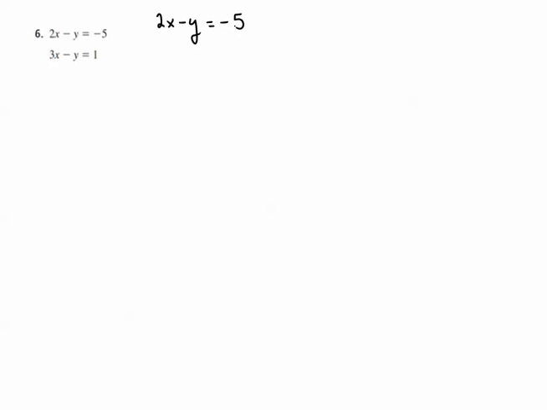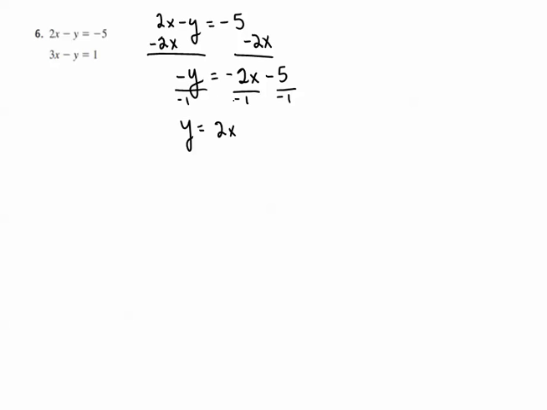I have 2x minus y equals negative 5. Now, I'm going to subtract 2x on both sides. You have to be really careful here because you have a negative sign in front of the y. Giving me negative y is negative 2x minus 5. Then I'm going to divide everything by negative 1. And when I do, I end up with y is equal to 2x. Negative 2 over negative 1 is positive 2. Negative 5 over negative 1 is positive 5, giving me y is equal to 2x plus 5.